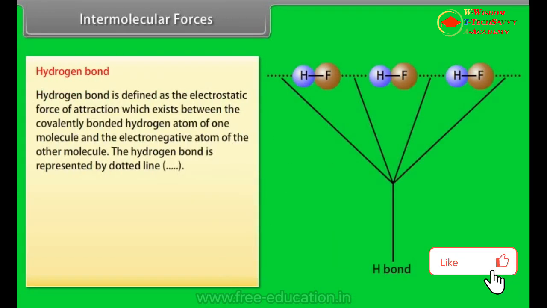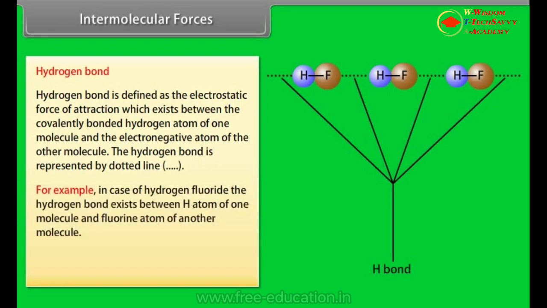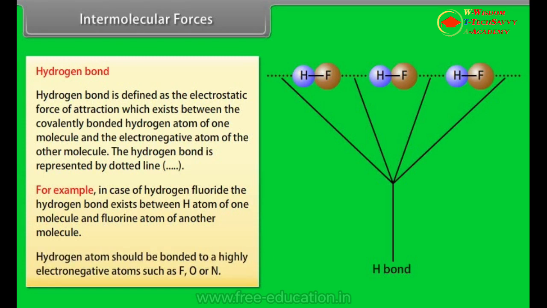Hydrogen bond. Hydrogen bond is defined as the electrostatic force of attraction which exists between the covalently bonded hydrogen atom of one molecule and the electronegative atom of the other molecule. The hydrogen bond is represented by a dotted line. For example, in the case of hydrogen fluoride, the hydrogen bond exists between the H atom of one molecule and the fluorine atom of another molecule. The hydrogen atom should be bonded to a highly electronegative atom such as fluorine, oxygen or nitrogen. The larger the electronegativity of the other atom, the greater is the strength of the hydrogen bond.